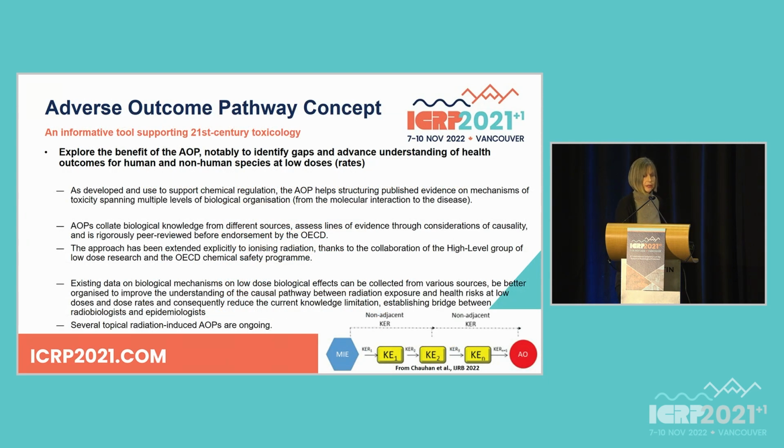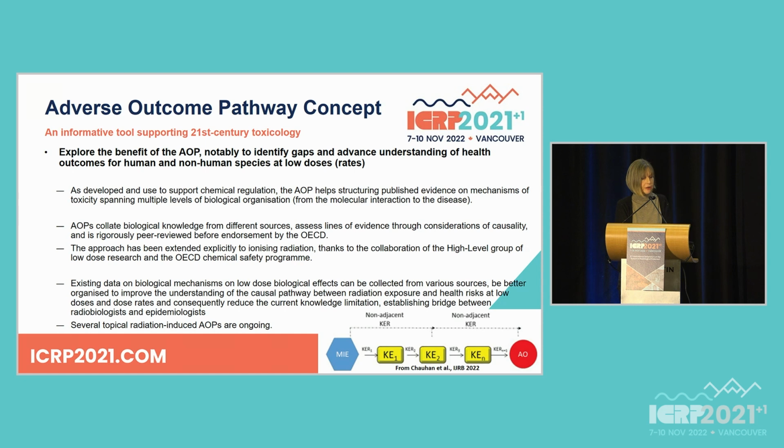The other illustration I wanted to touch upon very briefly is the adverse outcome pathway concept, which has been designated as a kind of informative tool supporting 21st century toxicology for chemicals. We believe that we could better explore the benefit of the AOP, notably to identify gaps and advance understanding of health outcomes, both for human and non-human species at low dose or low dose rates. Actually, you certainly know that this AOP concept has been developed by the OECD, placed in the same family as the NEA, in the same families at the OECD.